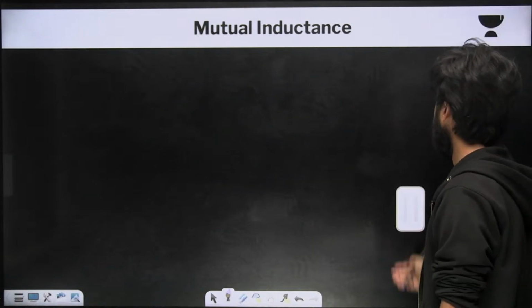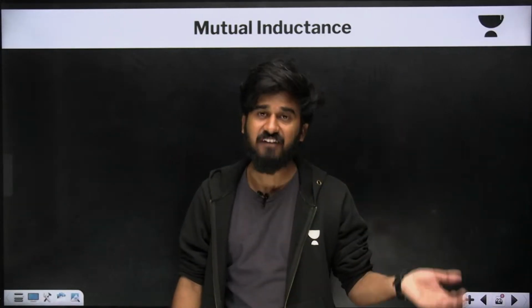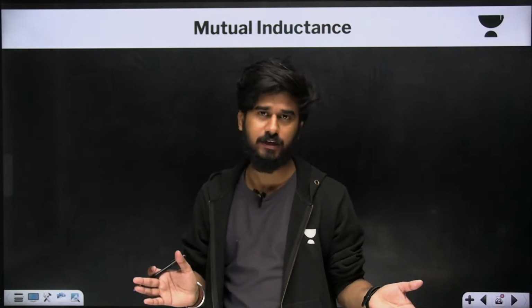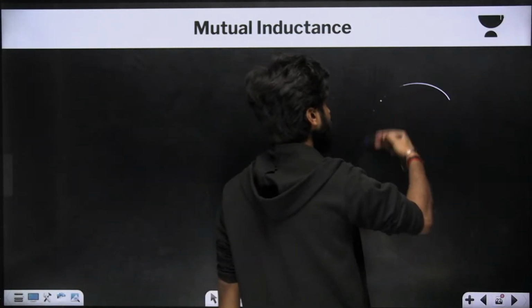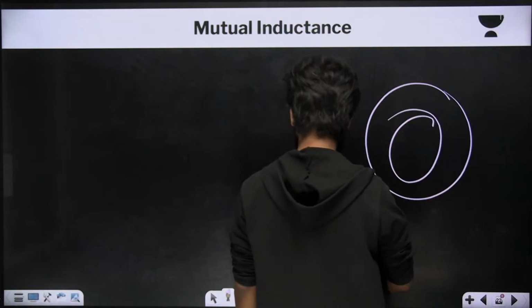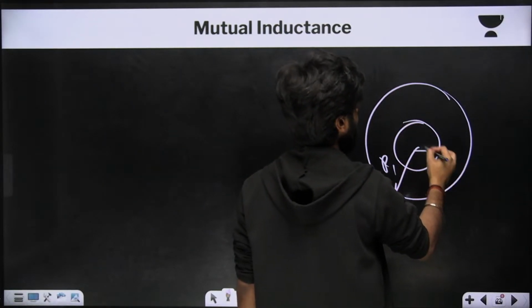Okay. Next is mutual inductance. What is mutual inductance? Similar to self-inductance, there is a phenomenon called mutual inductance. Suppose we have two loops like this. This is one loop, this is another loop, and this radius is R1 and this radius is R2.